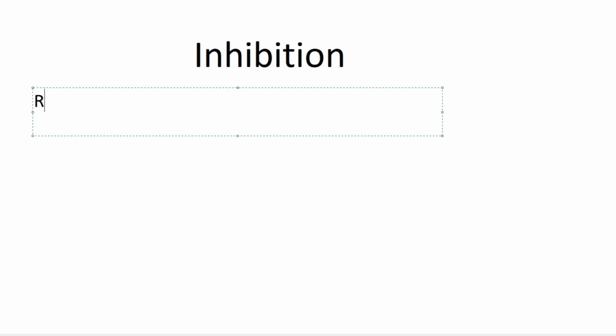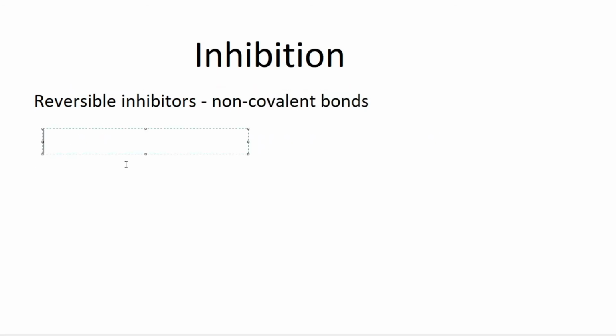Now let's talk about inhibition. So any substance that can diminish the velocity of an enzyme catalyzed reaction is called an inhibitor, right? It stops the enzyme. So we have a few types. So we have reversible inhibitors, which typically bind to the enzymes through non-covalent bonds. So these bonds are not as strong, so they can break easily. And then we have irreversible inhibitors, which bind to enzymes with covalent bonds.